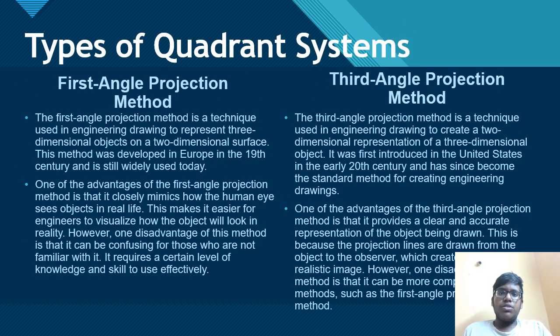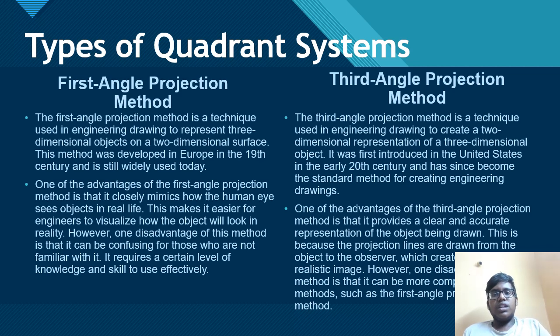There are two types of coordinate systems. The first one is the first angle projection method. It is a technique used in engineering drawing to represent three-dimensional objects on a two-dimensional surface. This was developed in Europe in the 19th century and is still being widely used today. One of the advantages of the first angle projection method is that it closely mimics how the human eye sees objects in real life, which makes it easier for engineers to visualize how the object will look in reality. However, one disadvantage of this method is that it can be confusing for those who are not familiar with it. It requires a high level of knowledge and skill to use effectively.